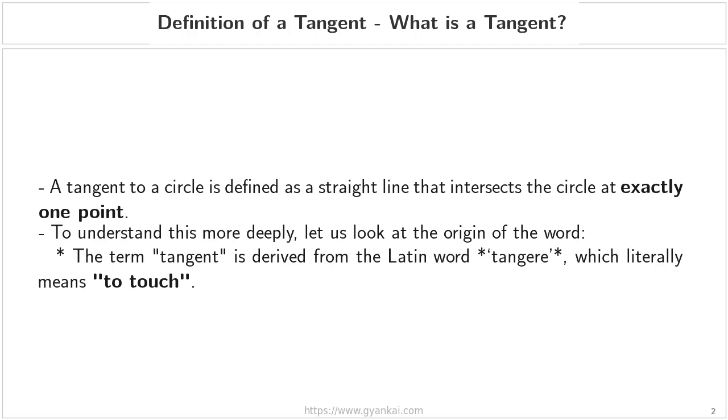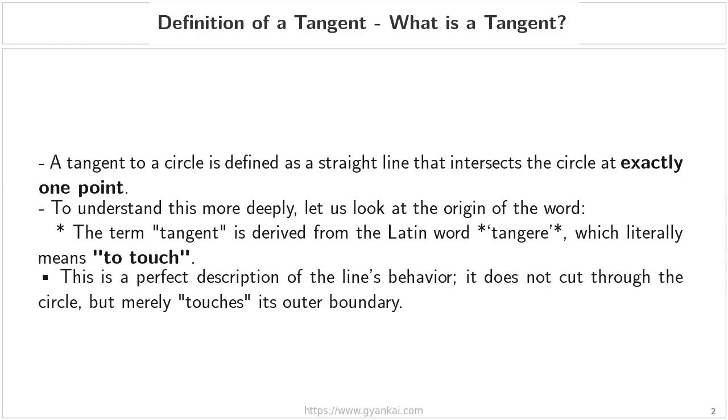To help you remember this and understand the concept more deeply, let's look at the linguistic origin of the word itself. The term tangent is actually derived from the Latin word tanger, which literally means to touch. If you think about it, this is a perfect description of how the line behaves. Unlike a line that might cut through the circle, a tangent does not penetrate the interior. It merely touches the outer boundary of the circle. Keep this idea of touching in mind, because in our next slide, we are going to compare this to a line that does indeed cut through the circle, known as a secant.